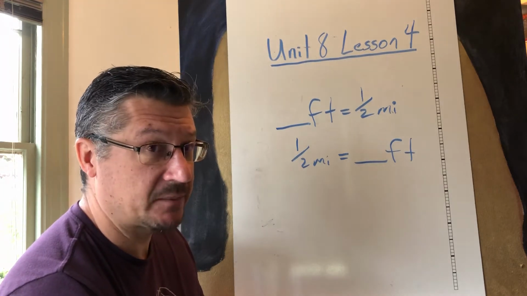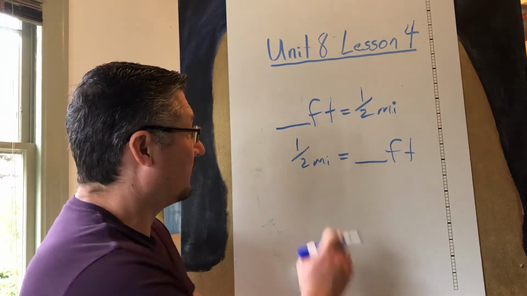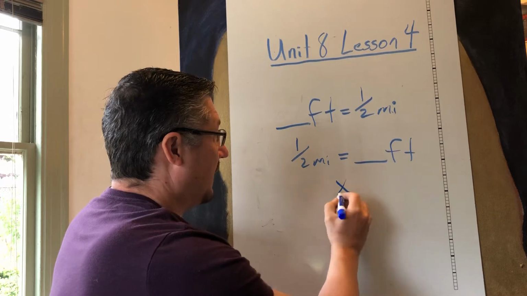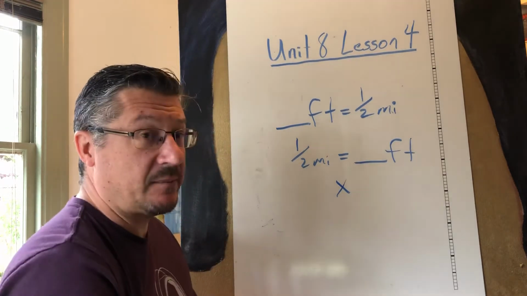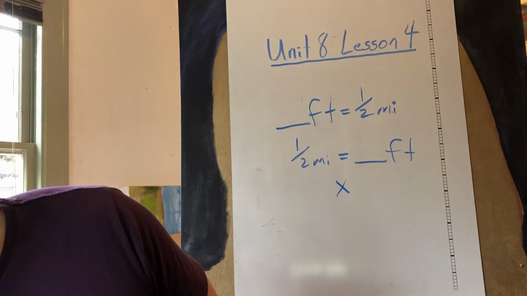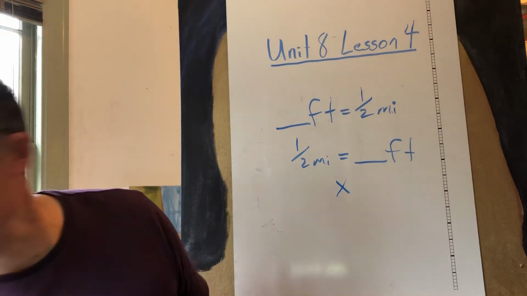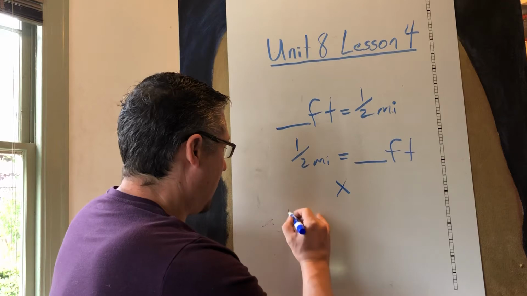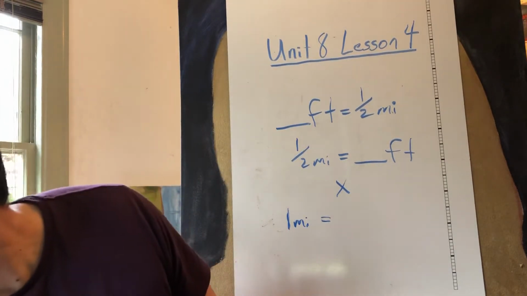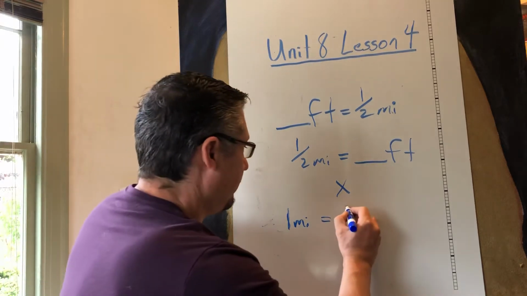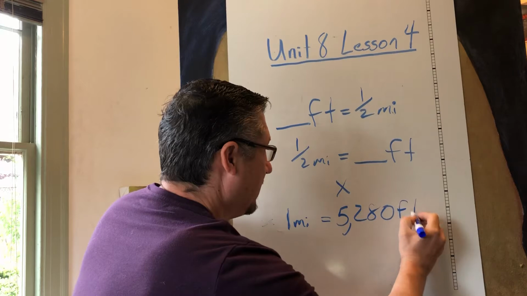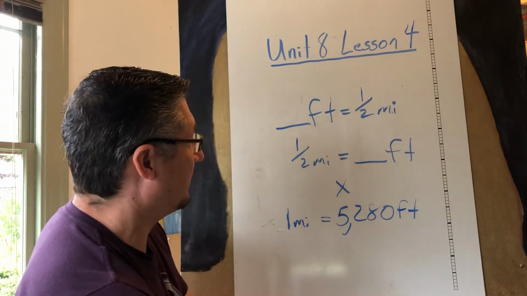Question. Think about it. Multiply or divide? Well, I'm going from big to small, so I'm going to multiply. Now I'm going to look at my chart on page 273, and I see 1 mile equals 5,280 feet. You should have this memorized. Well, I'm going to multiply.